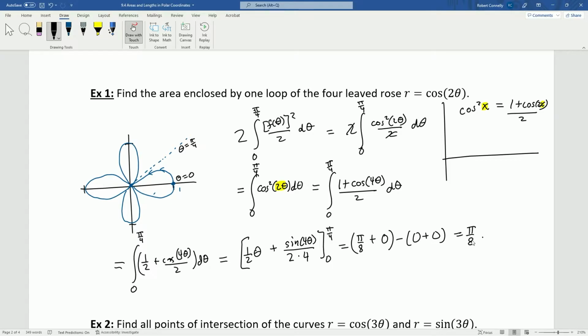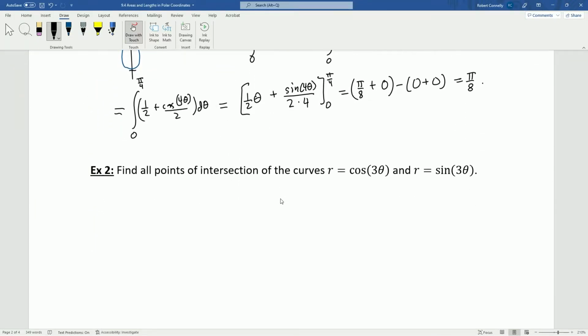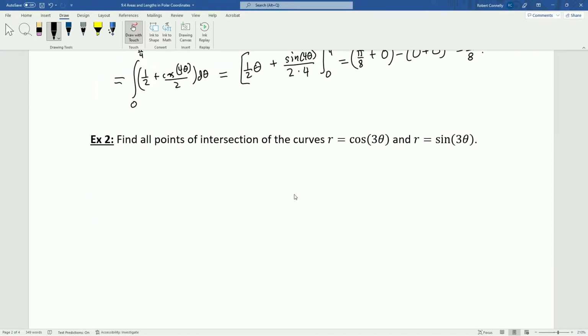All right, well, that's it for example number 1. So let's move on to another example. Now, if you're trying to find the area between two curves, you may have to find intersection points.